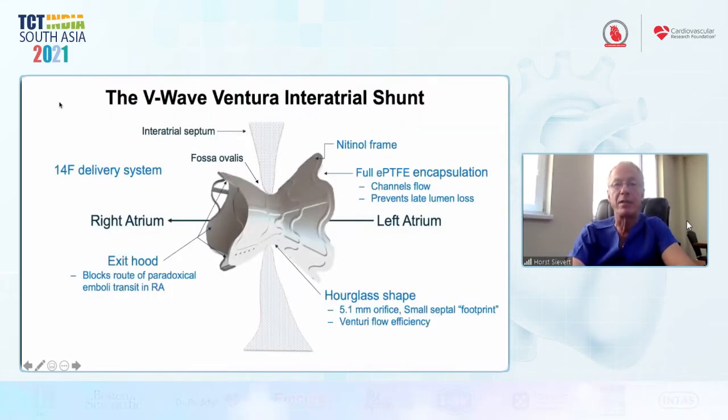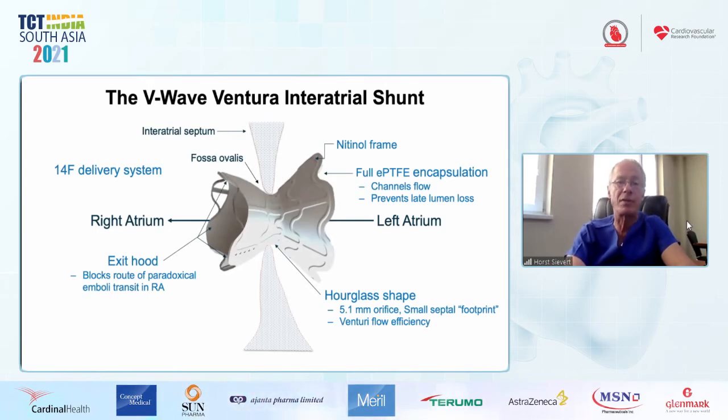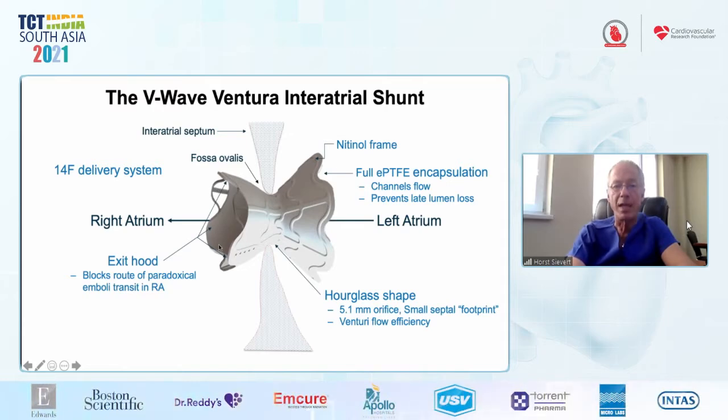defect. This is the V-Wave Ventura intra-atrial shunt system, one of the first devices which have been used. You can see the conical shape of this device, which has a very small footprint on the intra-atrial septum. The diameter of this shunt is only 5 millimeters, but they use the Venturi flow effect, which increases the flow due to this small defect. They also have some exit hoods, which prevent, or hopefully prevent, paradoxical embolism.